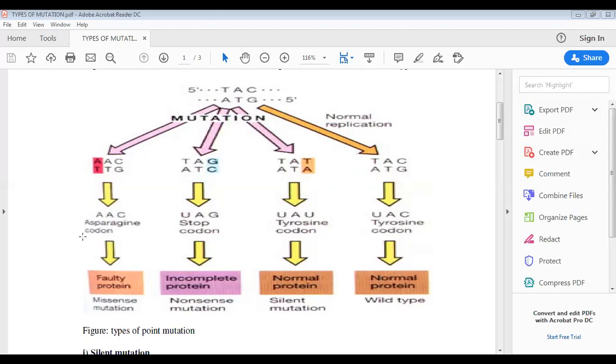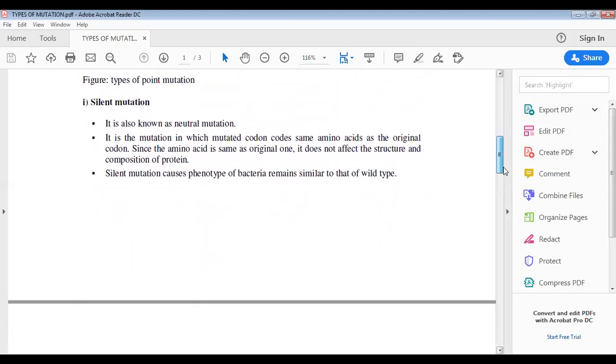Now let us understand what point mutation is. Point means a change in only one single place, which leads to the formation of a different kind of protein than the normal protein. This is termed point mutation. Only one point, there is a change or mutation in only one single point. Now let us discuss all this in detail.